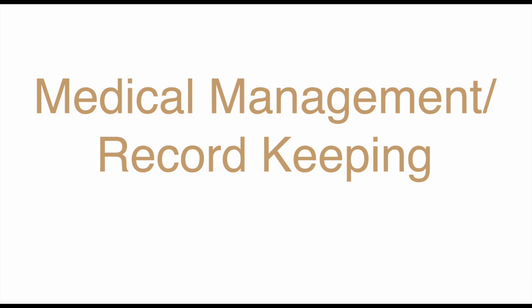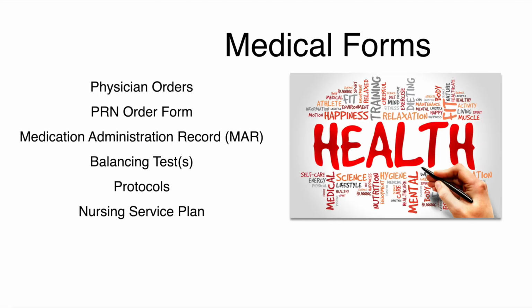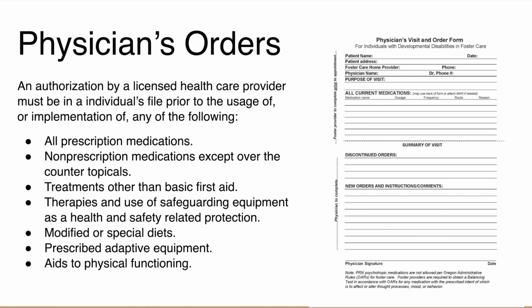Today, we're going to talk about medical management and record keeping. Medical forms that you'll need to keep for your child getting a DD payment are physician orders, a PRN order form, medication administration records, balancing tests, protocols, and a nursing service plan. And we're going to go through each of these forms in this training. So the physician order form looks something like this.